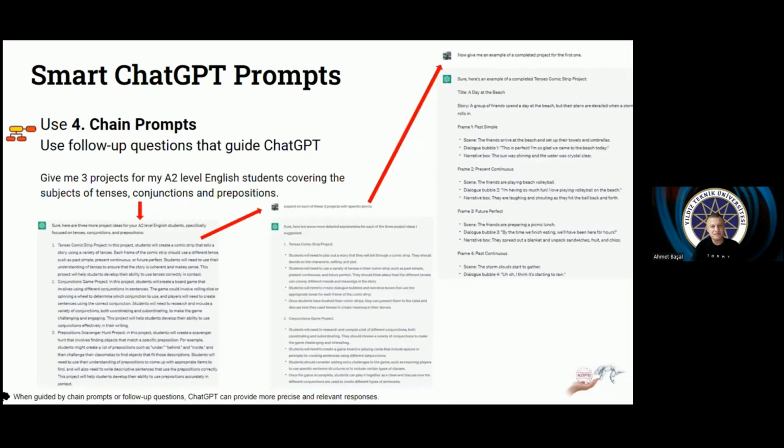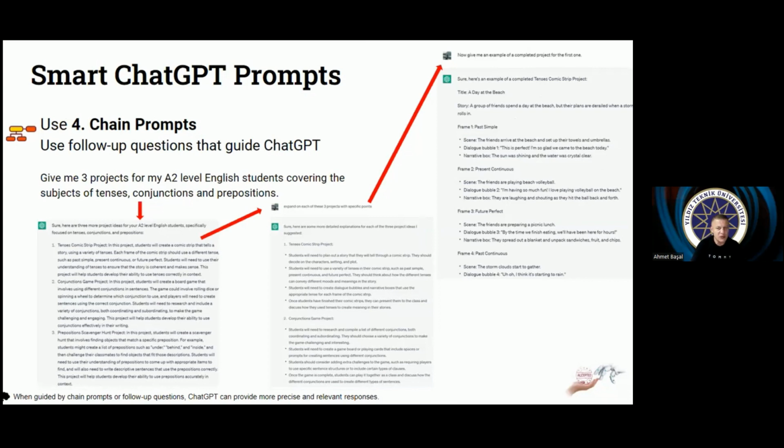The next one, chain prompts. Okay, this type of prompt is all about asking follow-up questions to create a more interactive and dynamic conversation with ChatGPT. It is kind of like having a dialogue with someone where you ask a question, get an answer, and then ask another question based on that answer.